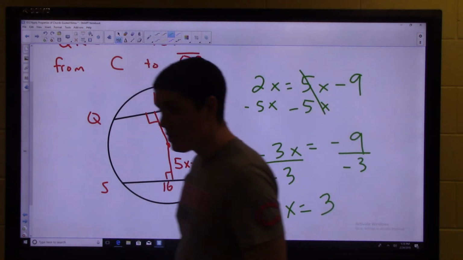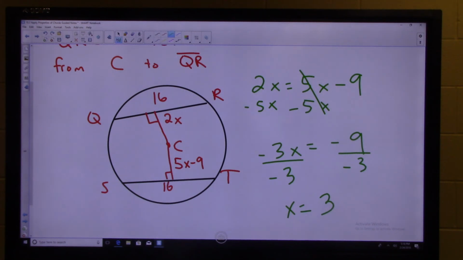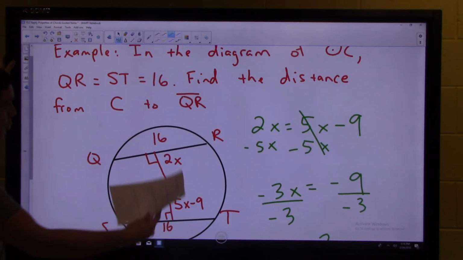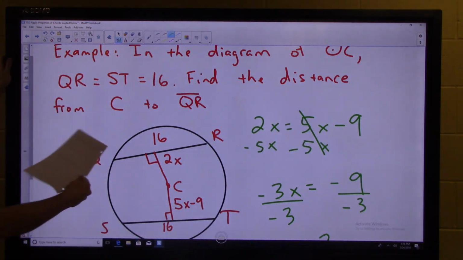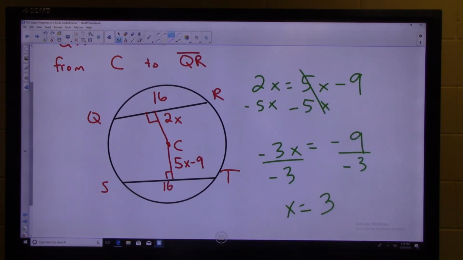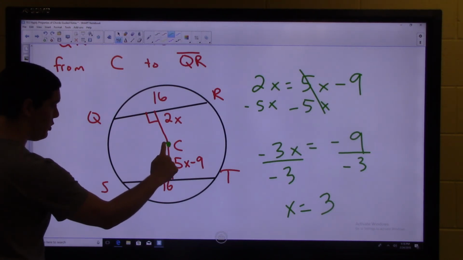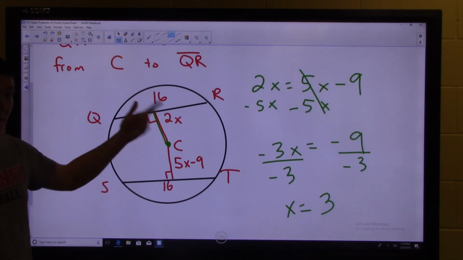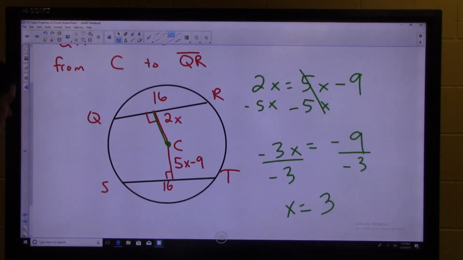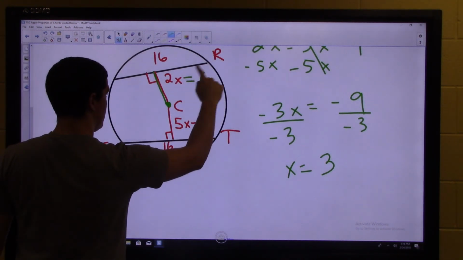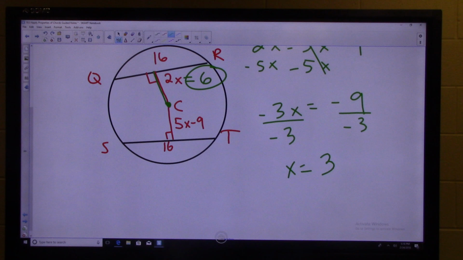Now, did we answer the question? Always look back and see if we answered the question. We found x. Does it say find x? Nope. It says find the distance from C to segment QR. Well, the distance from C to segment QR is that length right there. Well, we found x, so to find that distance, it's going to be 2 times x, which, well, 2 times 3, which is 6. So I guess we can say that's 6, circle it, that's our answer.